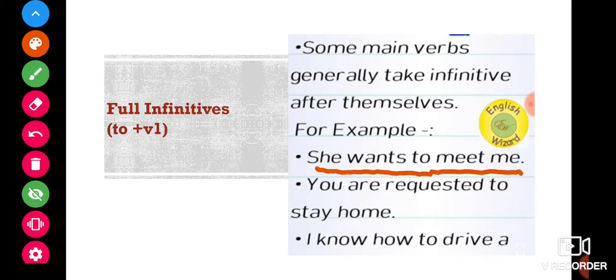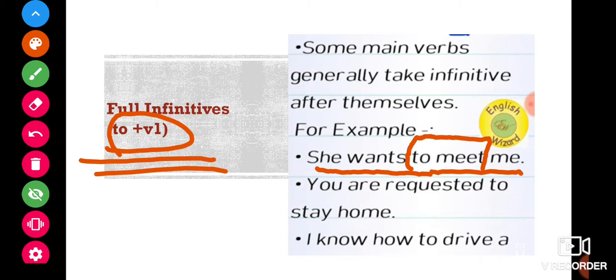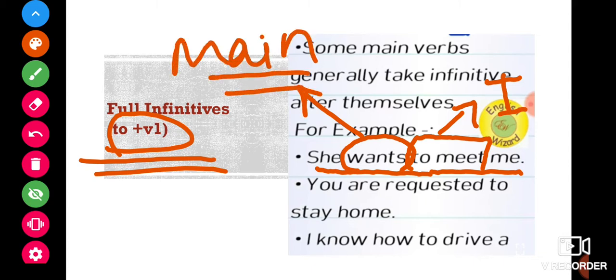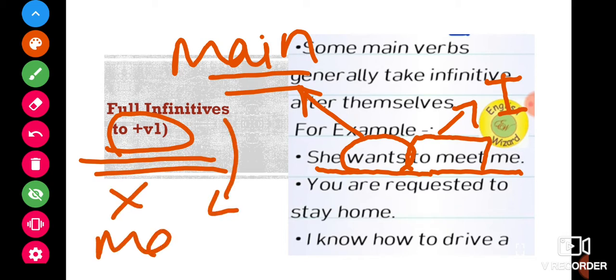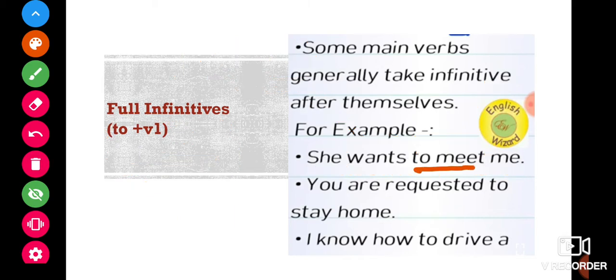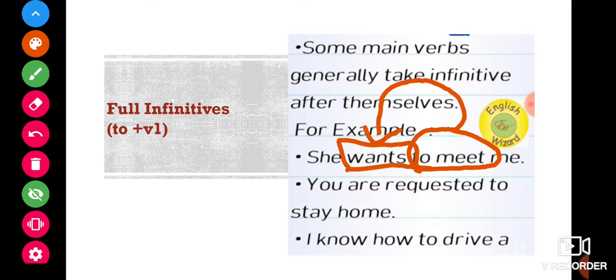She wants to meet me. Now here as we can see, to meet is a full infinitive because a full infinitive is to plus the first form of verb. So to meet is the infinitive. The main verb is wants. So full infinitives are never main verbs. They are the secondary verbs which are taken up by the main verb. So to meet is the secondary verb which is taken up by the main verb wants.